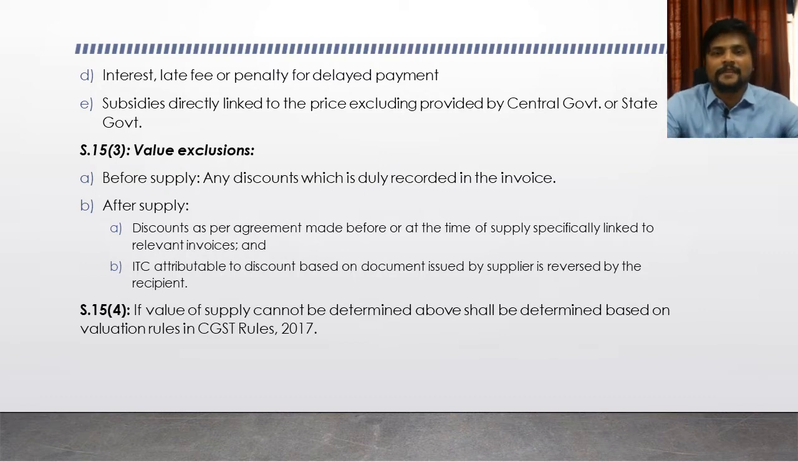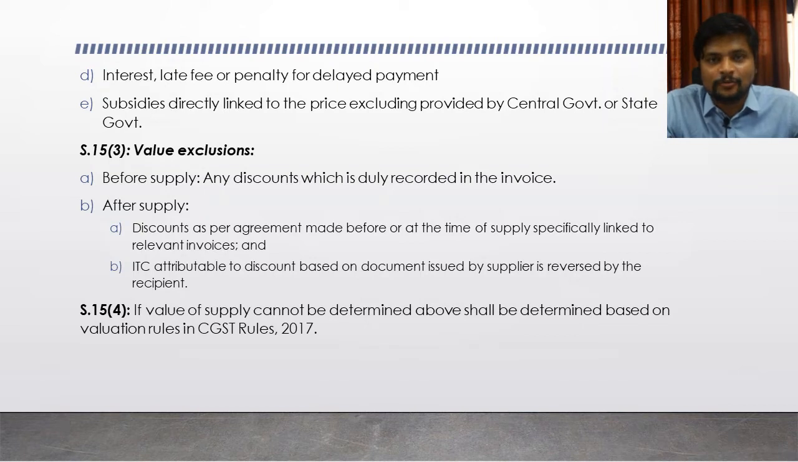Next, item number 5. Item 5 is nothing but subsidies, any subsidies that are directly linked to the price. If that subsidy is deducted by the supplier while charging in the invoice, in that case the said subsidy has to be added back in the value, that has to be included in the valuation.